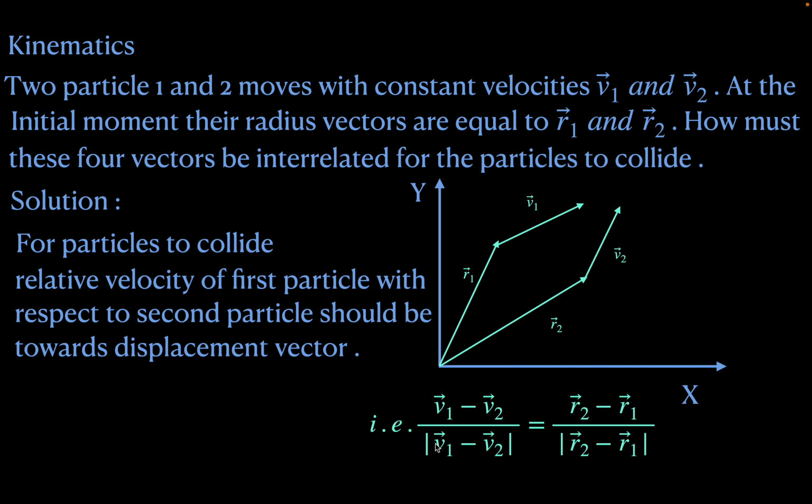and the unit vector towards this relative velocity will be vector v1 minus vector v2 upon modulus of vector v1 minus vector v2. So the directions need to be equated, so we can equate this unit vector direction with the displacement vector direction, which is vector r2 minus vector r1 upon modulus of vector r2 minus vector r1. So let's explain this solution procedure in detail.